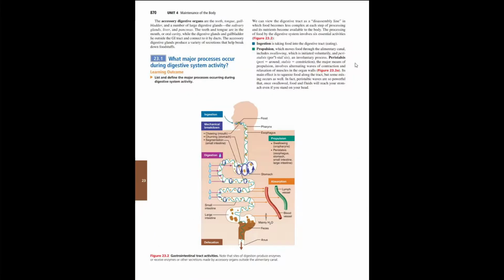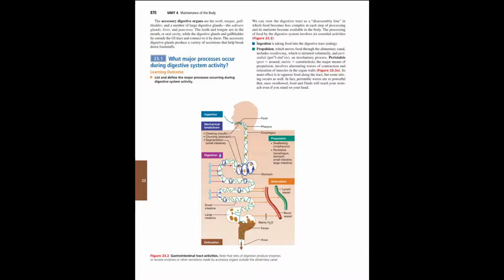The accessory digestive organs are the teeth, the tongue, the gallbladder, and a number of large digestive glands, the salivary glands, liver, and pancreas. The teeth and tongue are in the mouth or oral cavity, while the digestive glands and the gallbladder lie outside the GI tract and connect to it by ducts. Accessory digestive glands produce a variety of secretions that help break down foodstuffs.